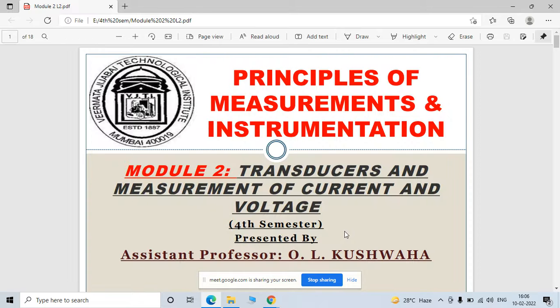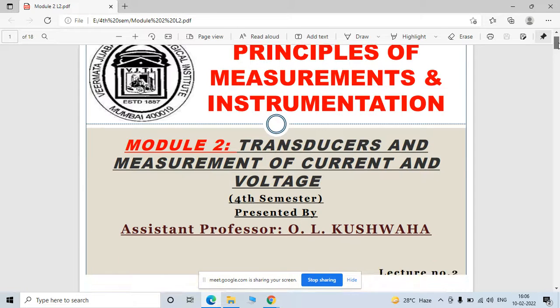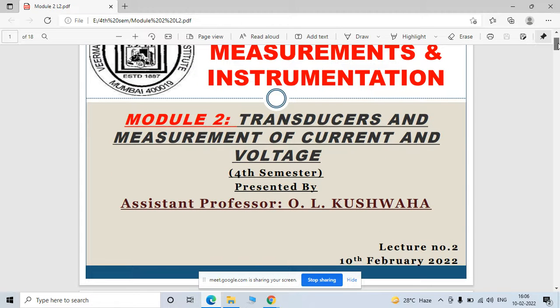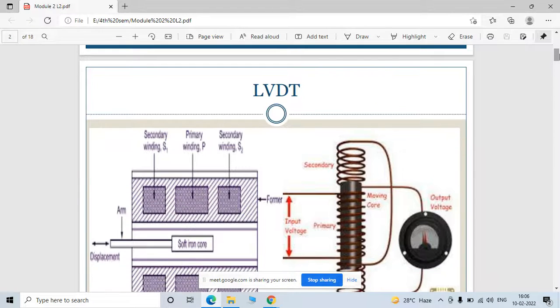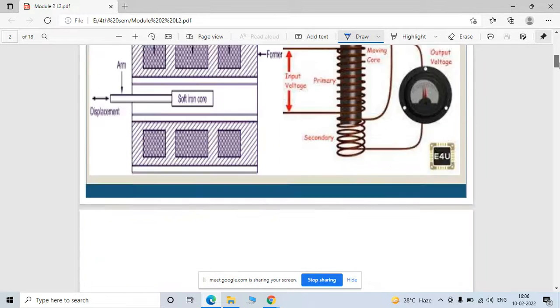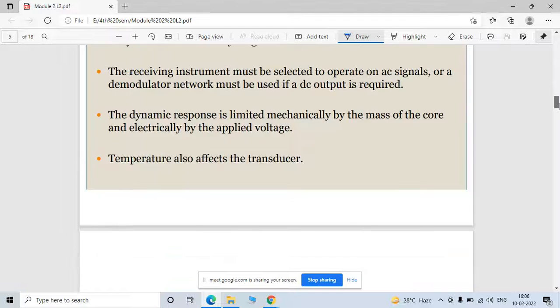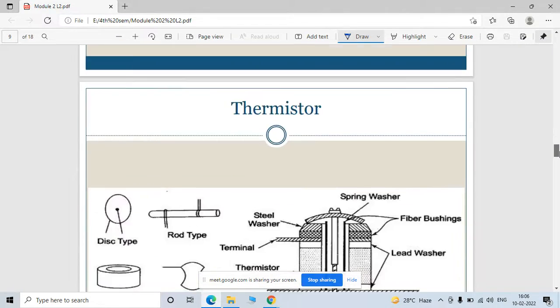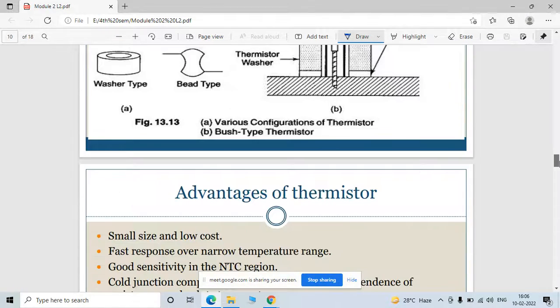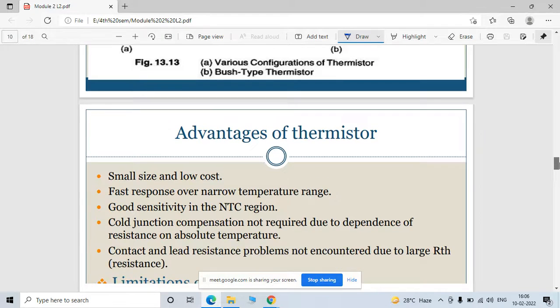This is unit number 2, lecture 2. We already discussed what a transducer is in our first lecture, and today we will discuss some more transducers. Today we will discuss the LVDT and inductive types of transducer, and one more, the thermistor. So these three topics we will cover today.